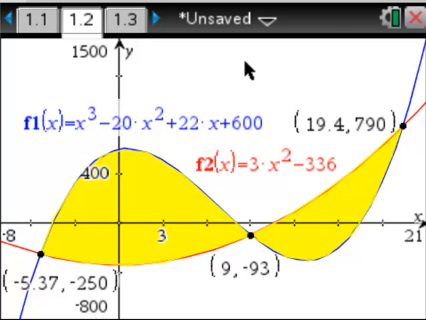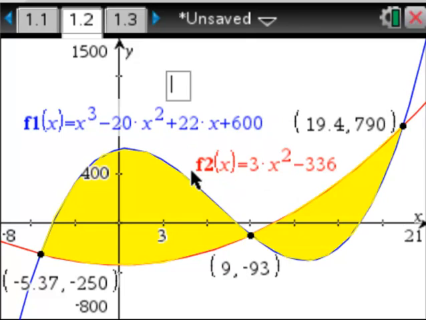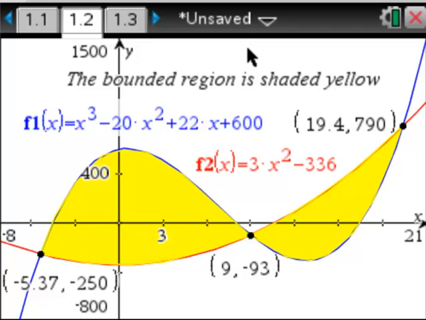The last thing is, just so that someone reading this clearly knows what's going on here, I'll put some text in and point out that the bounded region is shaded yellow. So here it's a context menu, select text, and keyboard away. Okay, that looks like that's pretty much it.